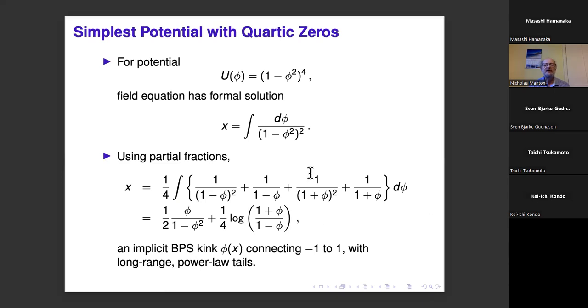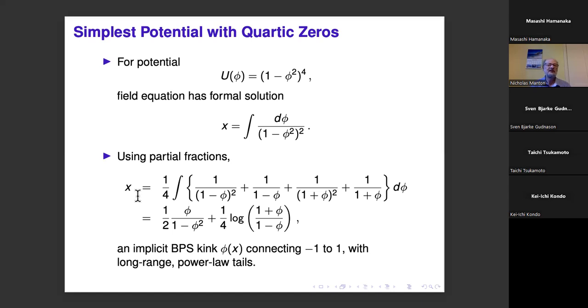So this is the solution, but you've got to do the integral. And that's straightforward. When you integrate this term and this term, you get rational answers. But when you integrate this term and this term, you get logarithmic answers. So this integral is the sum of a rational function here and a logarithmic function here. And this is a kink solution connecting -1 to 1, but it's rather implicit.